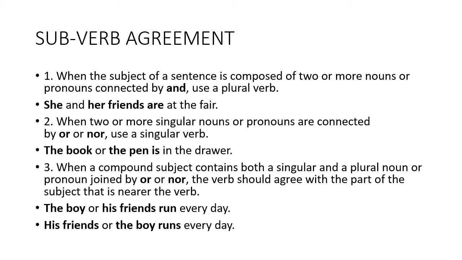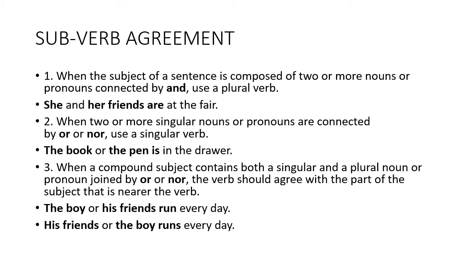When the subject of a sentence is composed of 2 or more nouns or pronouns connected by and, use a plural verb. She and her friends are at the fair. When 2 or more singular nouns or pronouns are connected by or or nor, use a singular verb. The book or the pen is in the drawer.